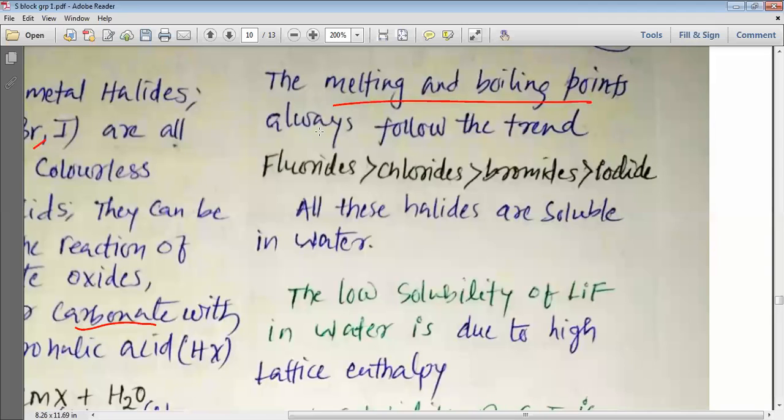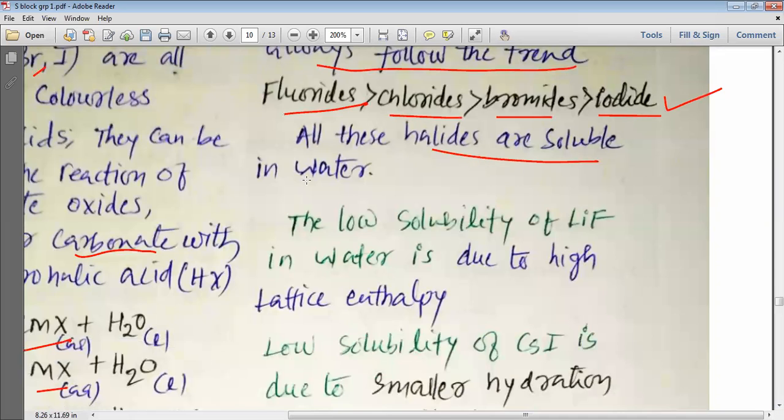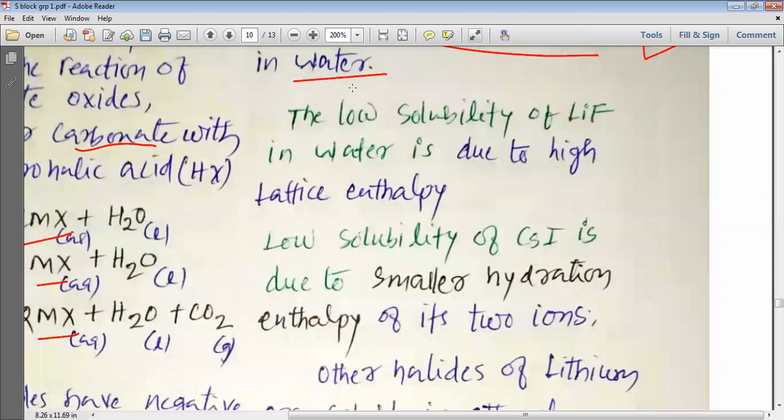The melting and boiling points always follow the trend that fluorides will have the highest melting point and iodides will have the lowest melting point. After fluorides, the next higher melting point is with chloride, then bromide, and iodide will have the smallest melting point. All these halides are soluble in water. Please remember that all these halides which are formed by alkali metals are soluble in water.